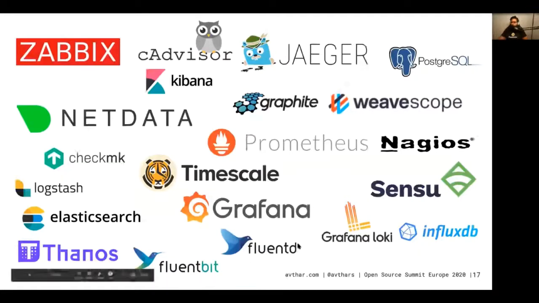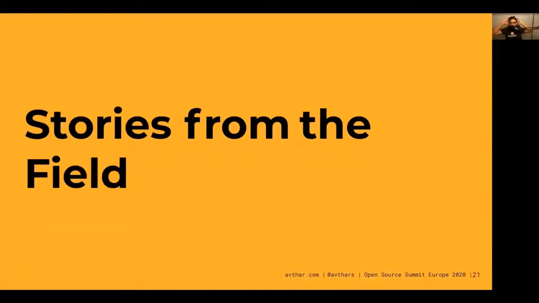Do you use FluentD or do you use FluentBit? What's the difference between these two? Do you use Prometheus? What components do you pick and what do all of these things actually do? So this is one of the areas in which I want to help you today. Let's get started with section 2, which is the main event, stories from the field.